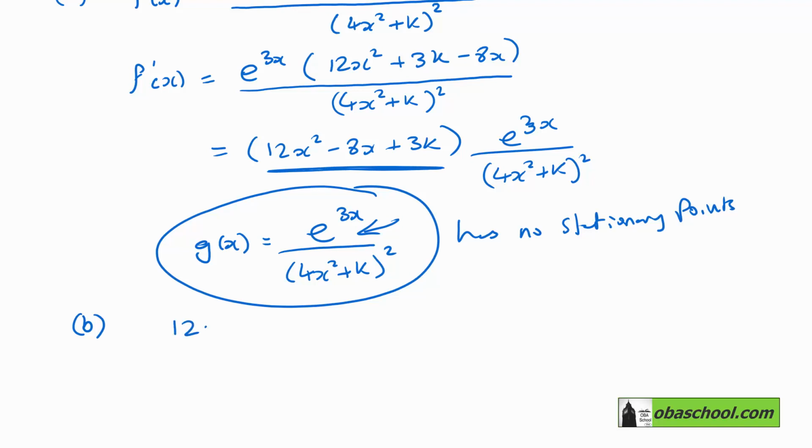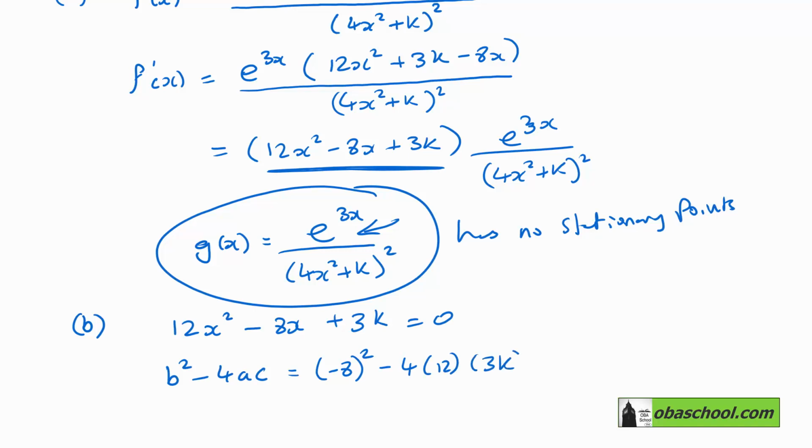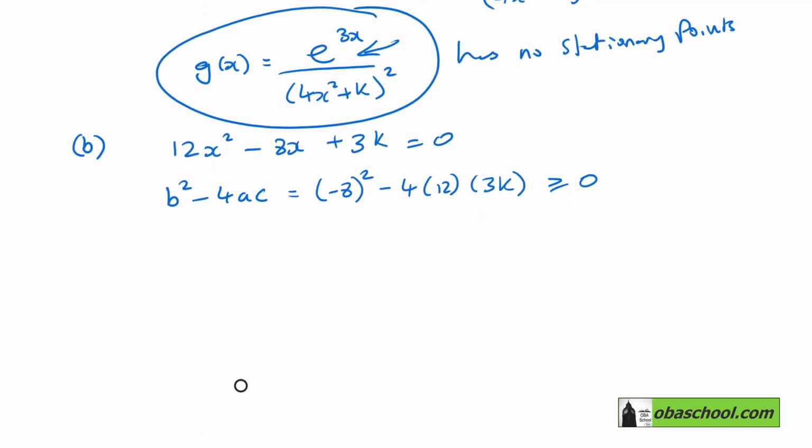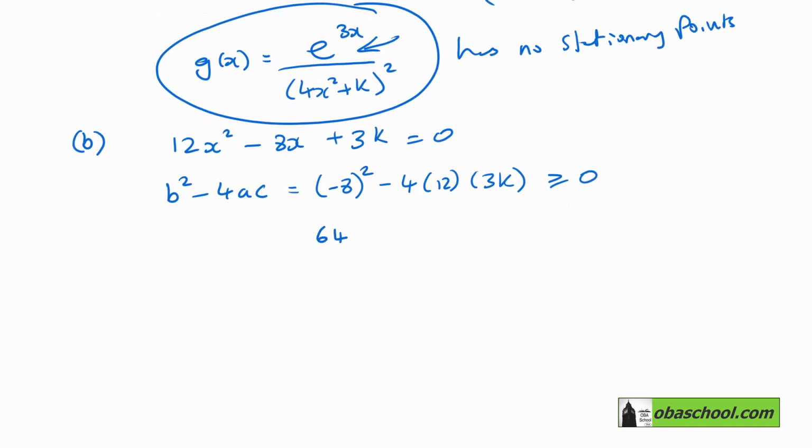So we have 12x squared minus 8x plus 3k, and that needs to be equal to 0, and we want it to have at least 1 solution, which means that we need the discriminant b squared minus 4ac, which in this case is going to be negative 8 squared, take away 4 times 12 times 3k. We need that to be greater than or equal to 0. So that gives us 64, take away 144k, is greater than or equal to 0.